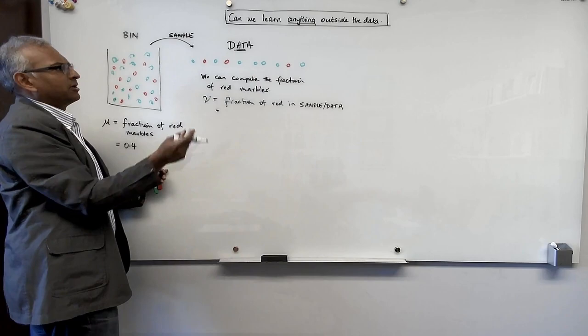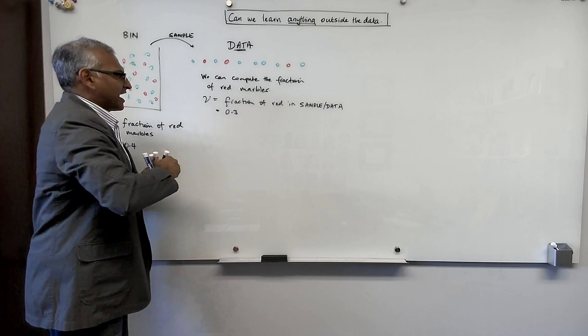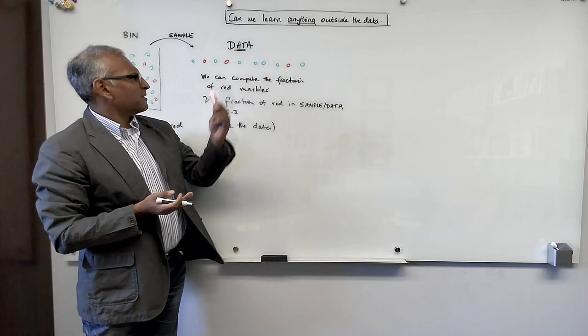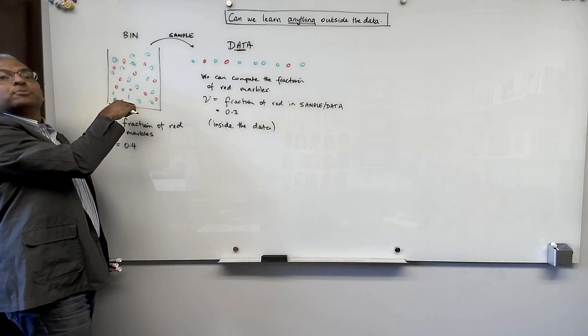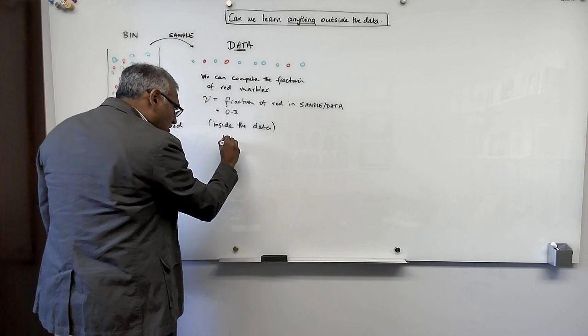Now, important: nu, I know. So we can call this inside the data. It's nice to know that I sampled 10 people and 3 of them are Trump voters, but that's not really what I want to know. What I really want to know is who's winning the election, that is, I want to know the fraction of people in the population who are voting for Trump. I want to know the fraction of red marbles in the bin. I want to know mu. So nu is inside the data. It's known. Mu is outside the data.